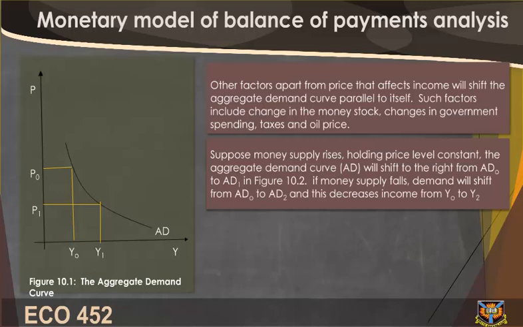Suppose money supply rises, holding price level constant. The aggregate demand curve AD will shift to the right from AD0 to AD1 in figure 10.2. If money supply falls, demand will shift from AD0 to AD2, and this decreases income from Y0 to Y2.